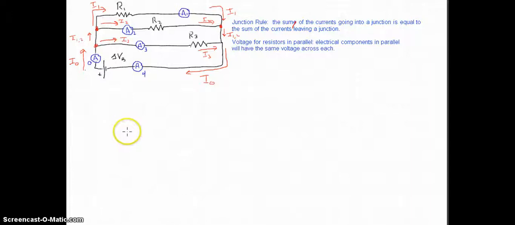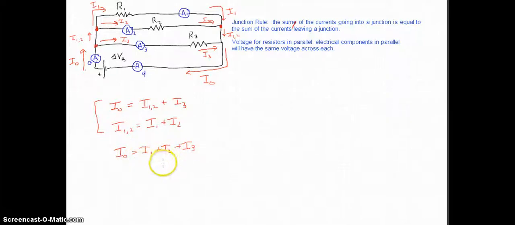Alright, so how to analyze resistors in parallel. We're going to start with the junction rule to analyze this. If we look at this, the junction rule basically states that I0 will equal I1,2 plus I3. And then again, I1,2 is equal to I1 plus I2. Or I can combine these two and say I0 is equal to I1 plus I2 plus I3. Either one is fair game, technically. This is more accurate than just stating that, but we're going to run with this anyways.